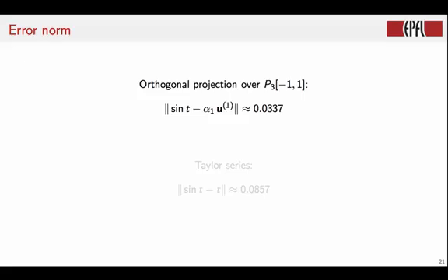We can compute the distance between the sine function and the approximant. In the case of the Legendre approximation for the sine, we have that the mean square error of the approximation, the norm of the error, is 0.0337, whereas in the case of Taylor series, it's 0.0857. So we have a factor of approximately 2.5 between the two mean square errors.